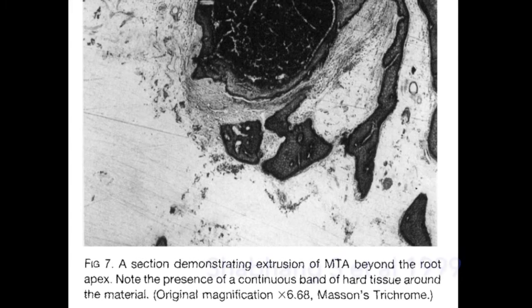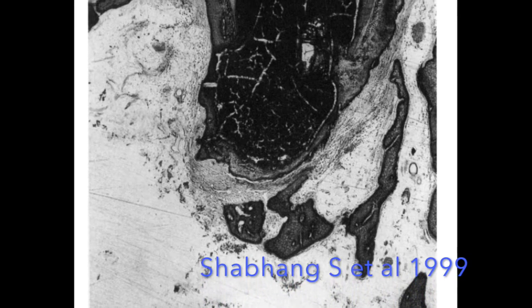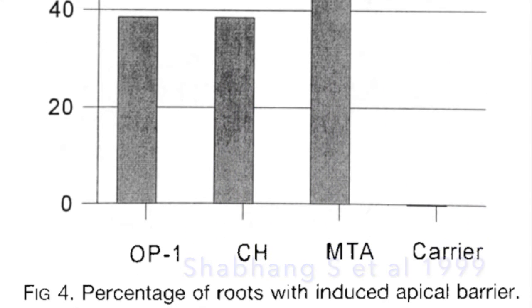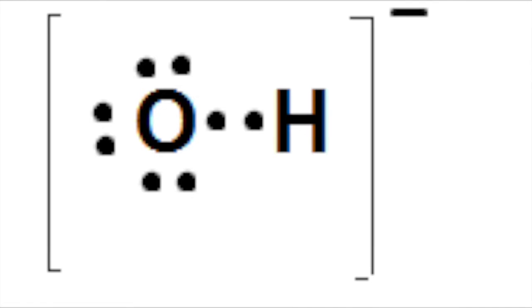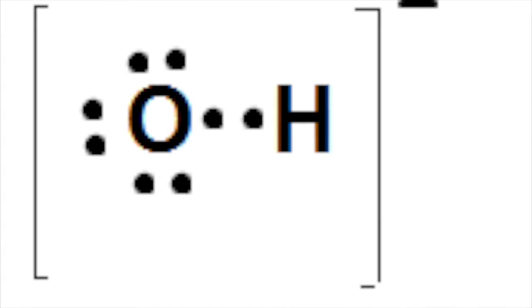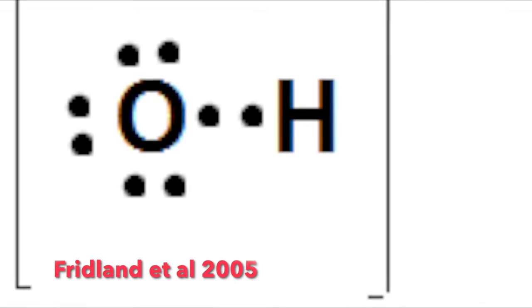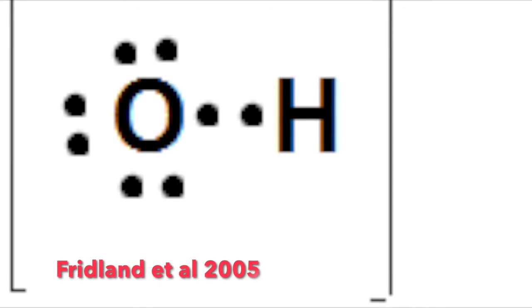Shabahang and others in 1999 demonstrated the ability of first-generation MTA to be a viable orthograde material in apexification treatment when they tested it on immature dog teeth. They showed that MTA had cementogenic properties and aided in induction of root end closure. MTA shows the ability to release hydroxyl ions and sustain a high pH for an extended period, which indicates that it may have bactericidal activity, according to Friedland 2005.